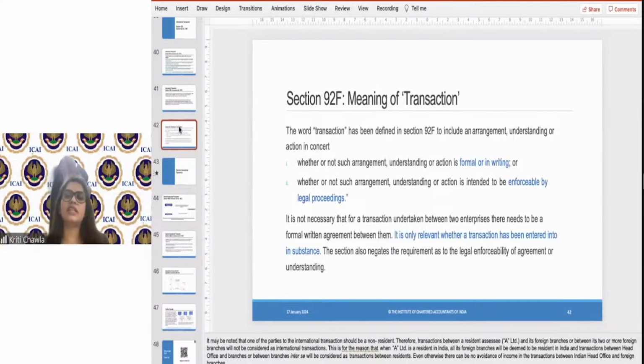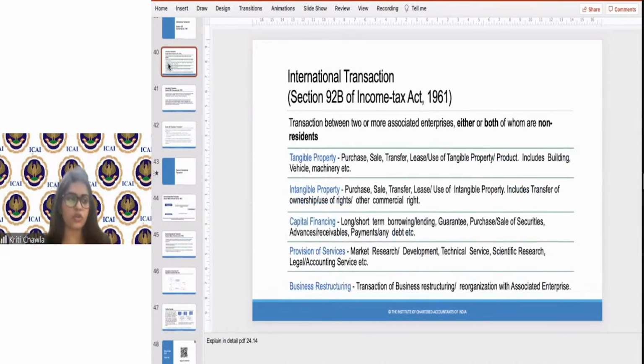And this is the reason 92F came into place, and it said that even if it is not provided in writing specifically, these transactions will still be considered international transactions. So a lot of people started saying, listen, the parent company is giving a guarantee to a bank on behalf of the subsidiary company. They said that this is not really a transaction because no amounts are exchanged. They are just giving a guarantee that in case a default happens, the parent company will repay for the subsidiary company. So they said that this is not really an international transaction and transfer pricing provisions should not apply.